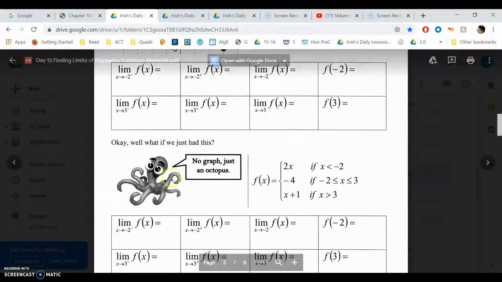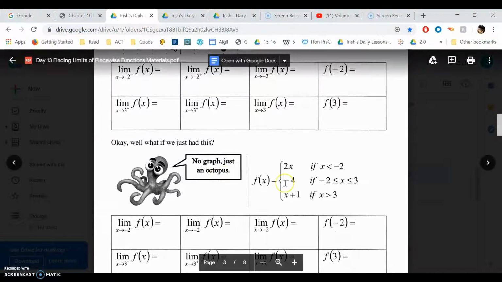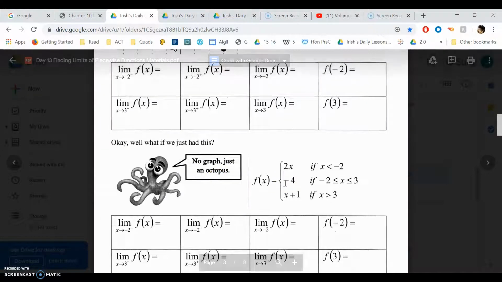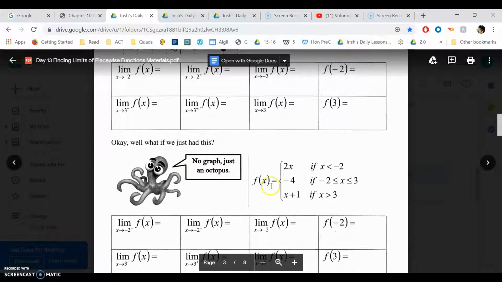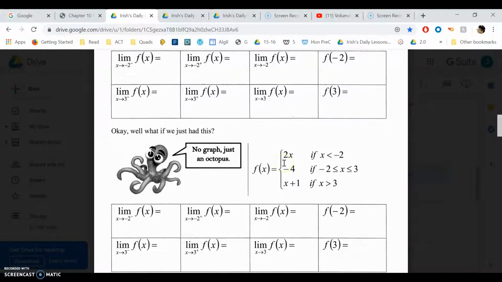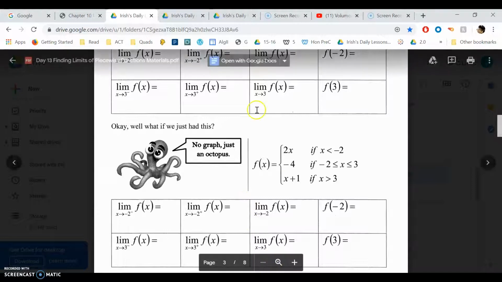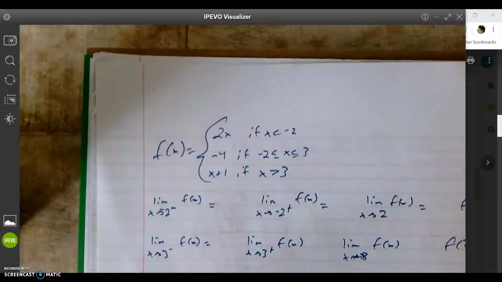But what if we had this? No graph, just an equation. But we still had the function right here. Well, what can we do without the graph and just the function written down like that? Not a big deal. We sort of make a graph, but we do it our own way, all right? This is what we're going to do. Bam. So write this down in your notes.